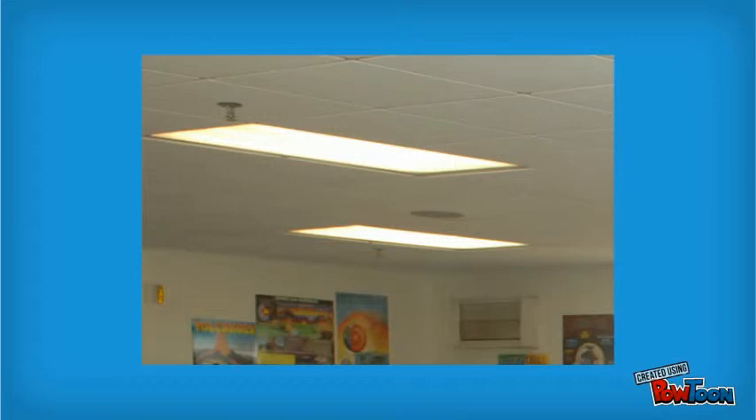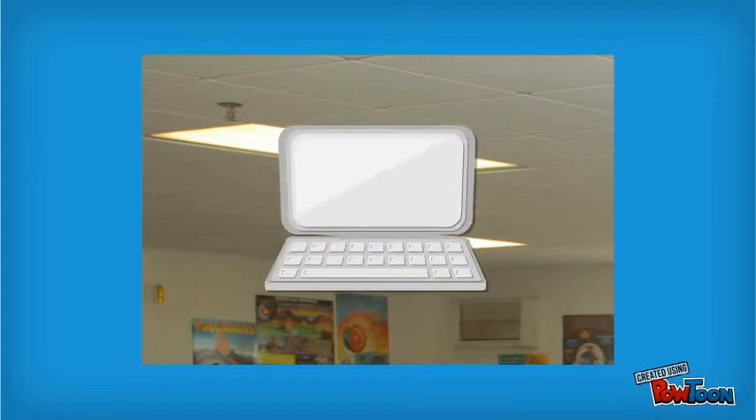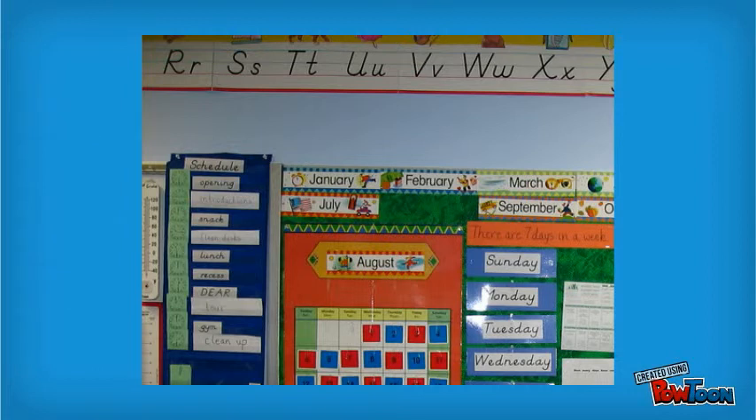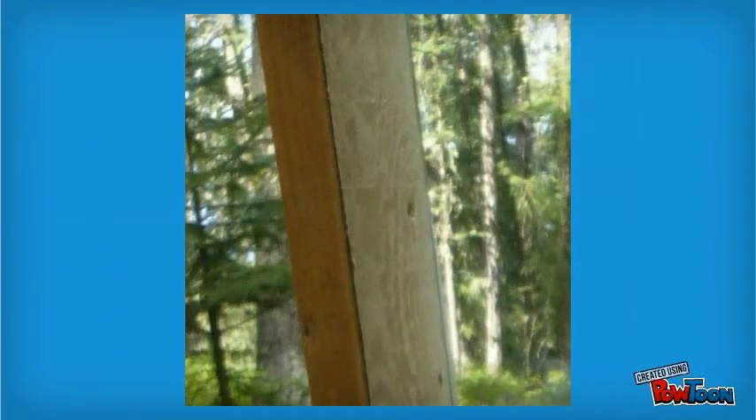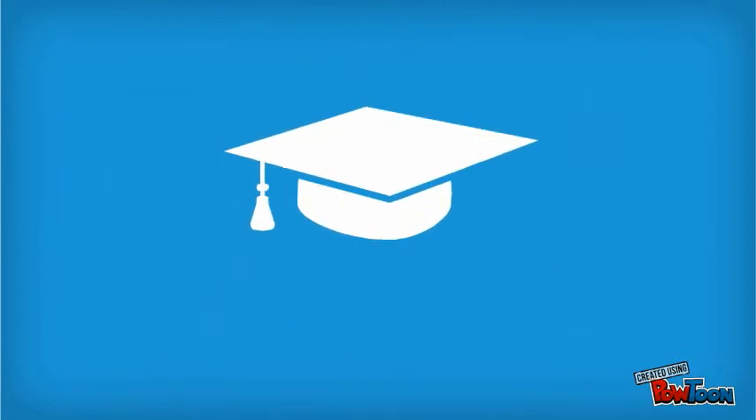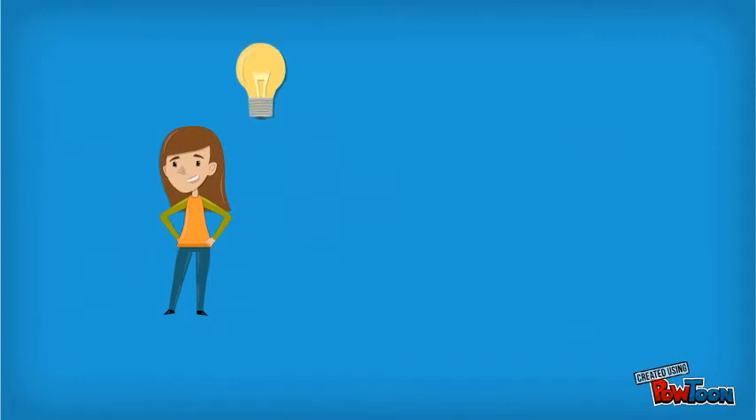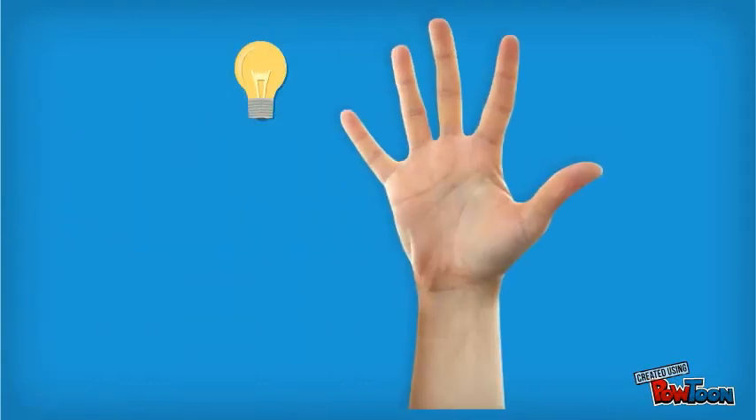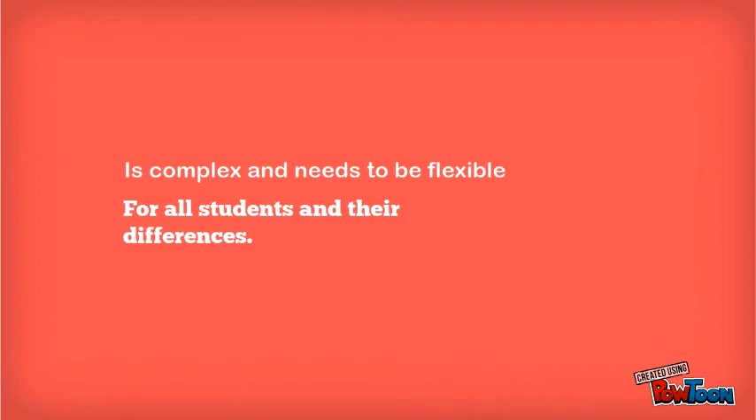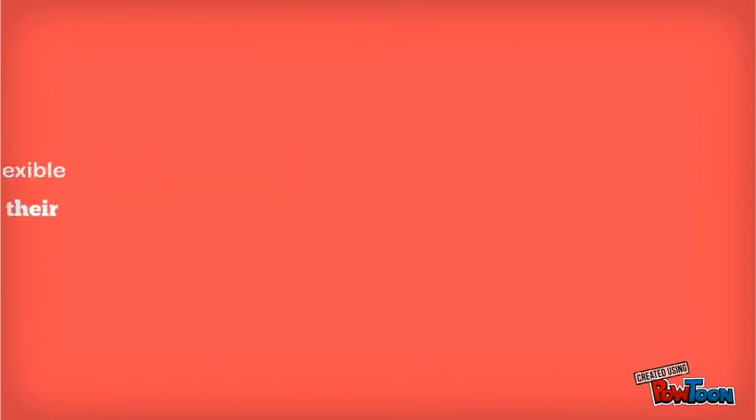Examples of classroom resources can include interactive websites, manipulatives, charts and posters, gardens and sustainability projects, even classroom pets. All of these together can enhance a learning experience by students having the opportunities to not only think, but to use their hands. In conclusion, a holistic approach to teaching the whole child is complex and needs to be flexible to cater for all students and their very different needs.